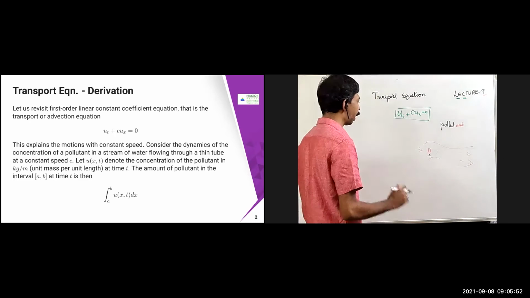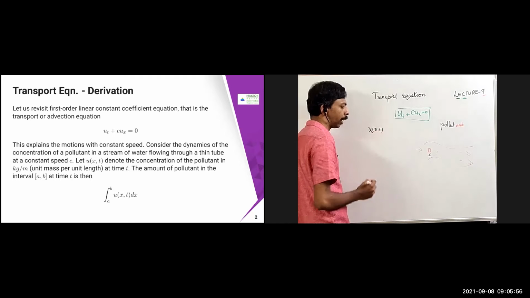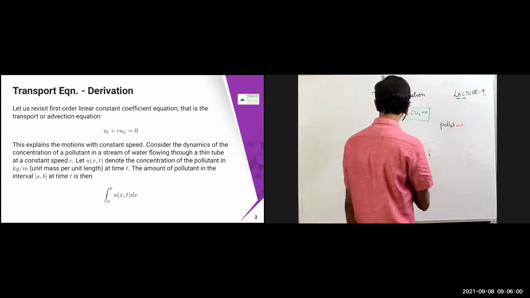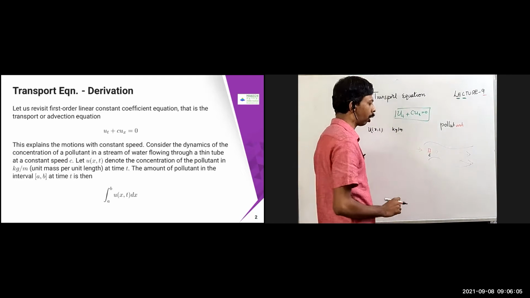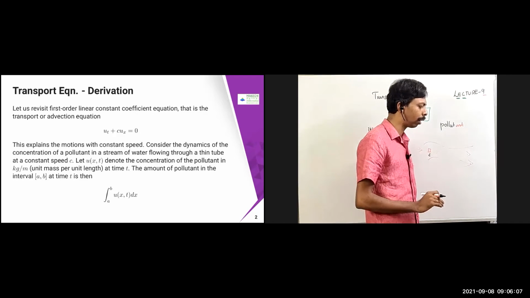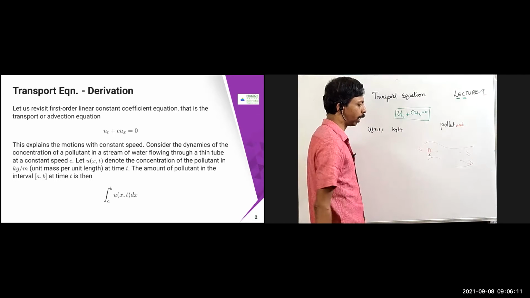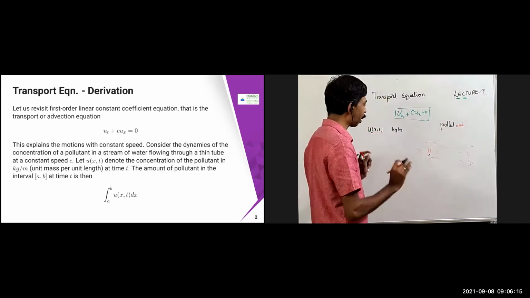Now I'm going to say u of x comma t. This u of x comma t denotes the concentration of the pollutant in kilogram per meter, unit mass per unit length, which I'm going to take at time t. So what is the amount of the pollutant in the interval?